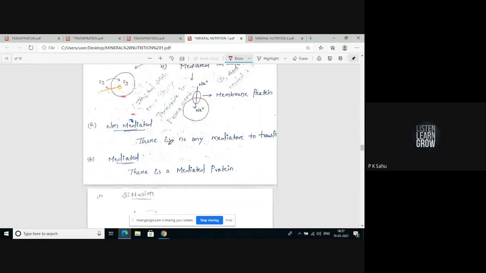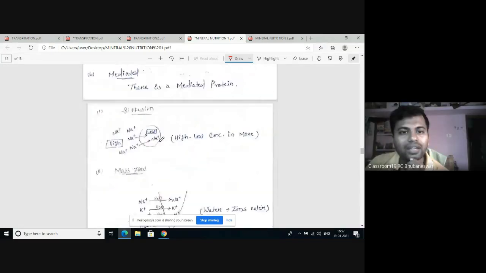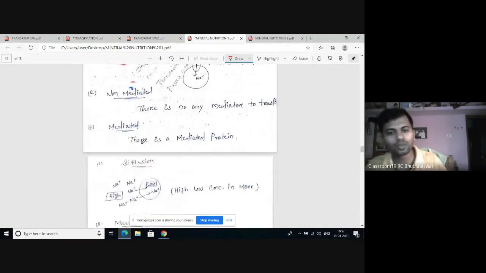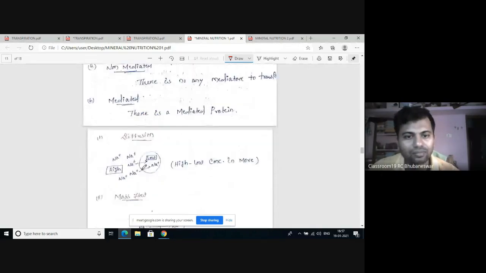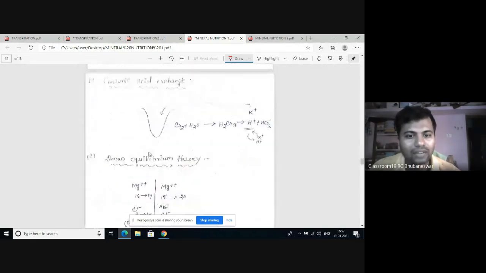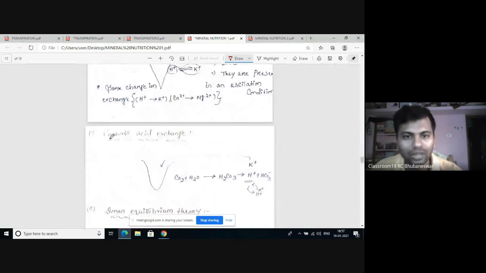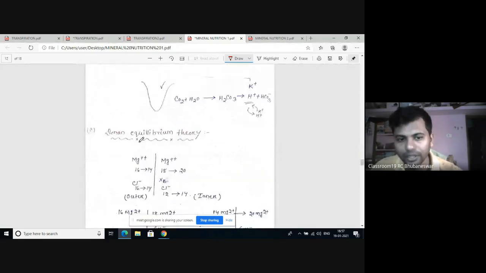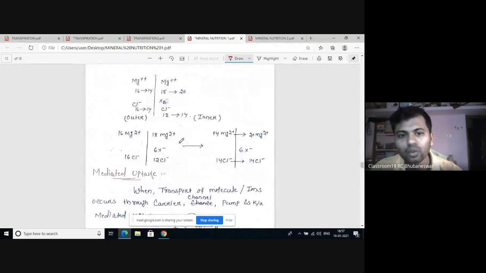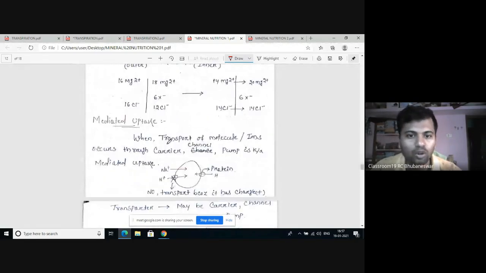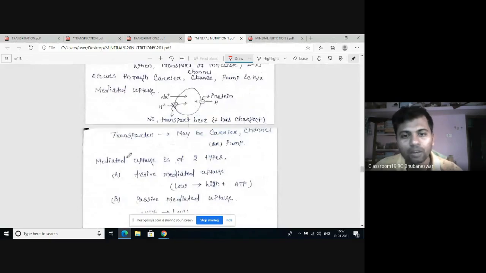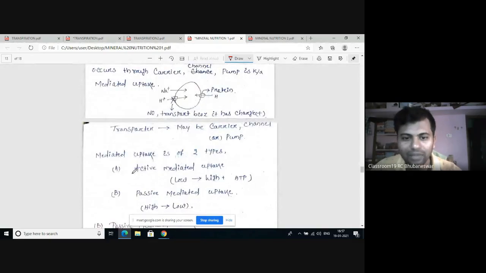And then look, so far we have discussed the non-mediated. The examples are diffusion, mass flow, ion exchange, and the Donnan equilibrium. All are examples of this. Then the mediated uptake. When transport of molecules or ions occurs through a carrier, channel or pump, it is known as mediated uptake. The mediated uptake is of two types: active mediated uptake and passive mediated uptake.